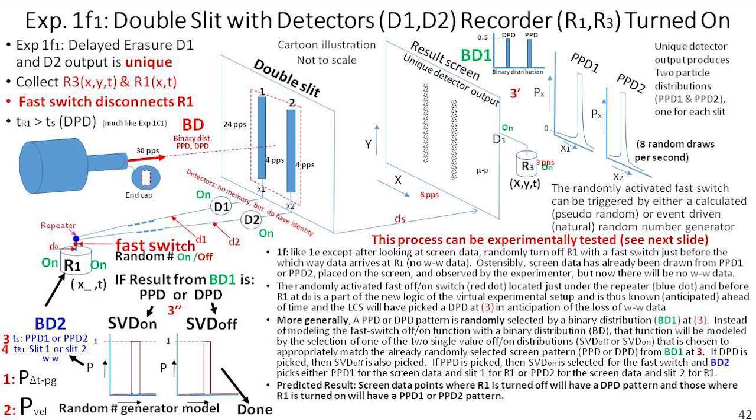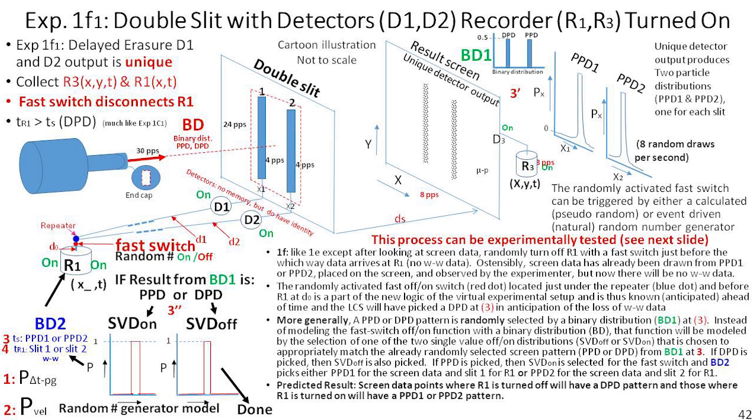All right, now 1F. This time we're going to introduce a fast switch. Rather than put uniqueness in each one of the pathways from detector 1 to detector 2 to R1, we're going to actually put a switch right after the two signals go together. What that switch does is it disconnects R1. So it takes R1 offline, breaks that circuit. So R1 won't get anything. Before, R1 was getting pulses, but pulses that were anonymous. Here, this fast switch will create a delayed eraser when the switch is on and R1 is disconnected. That data is going to be erased in the sense that it won't be recorded. It's not that it's recorded and erased. It's just never recorded. So we'll call that eraser.